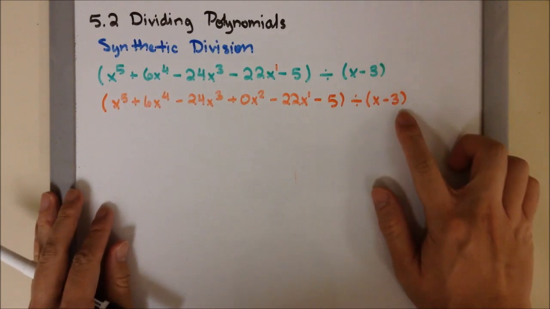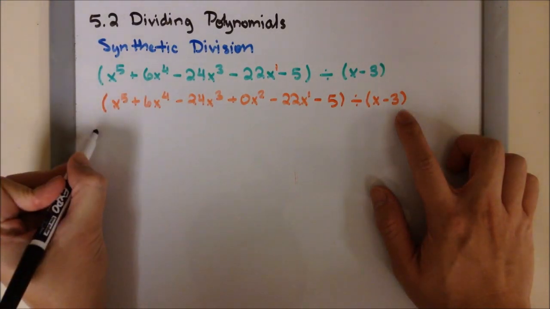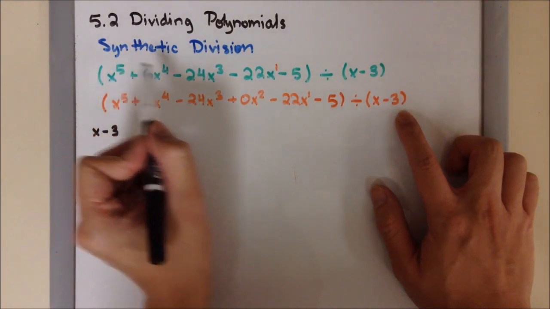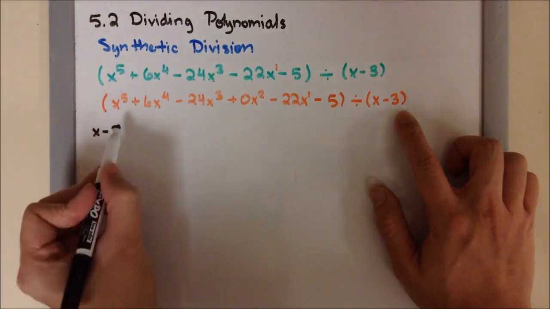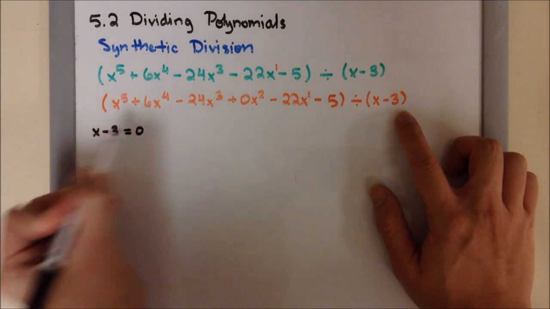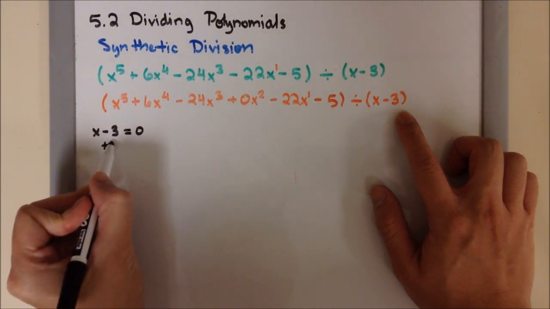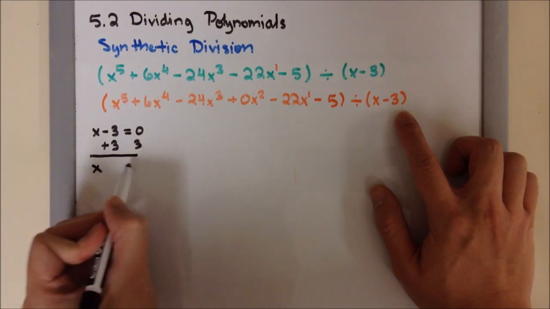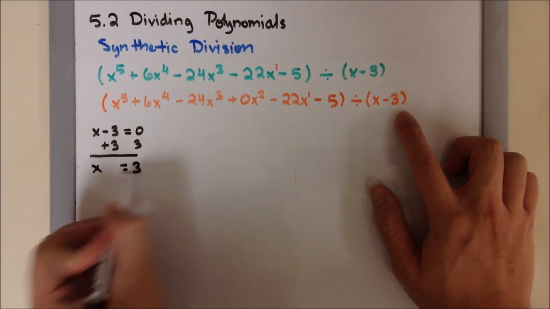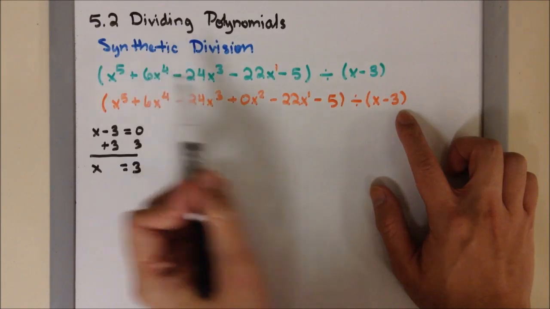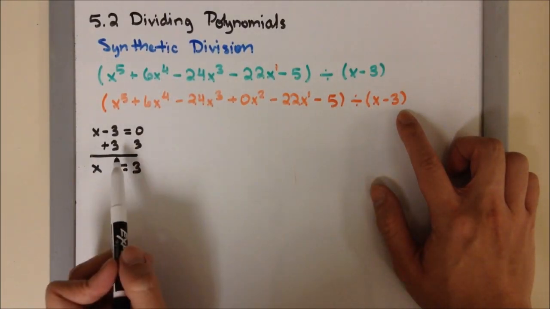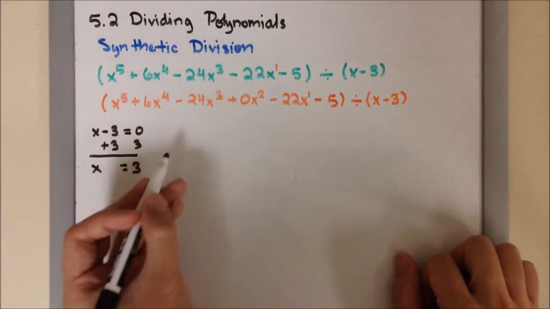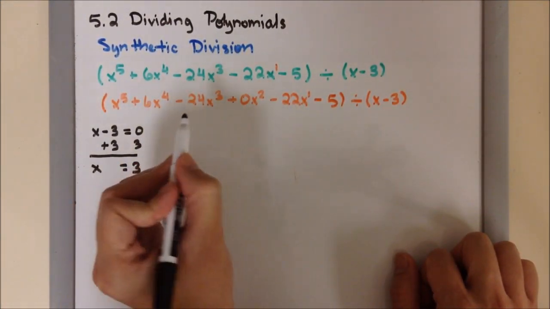Now the first part is I'm going to work with x minus 3. When we're working with synthetic division, we set our divisor equal to 0 and then just solve for x. So x equals positive 3. So again, when you're doing synthetic division, we set our divisor equal to 0 and then we solve for x. Now we're going to use this value to set up synthetic division.